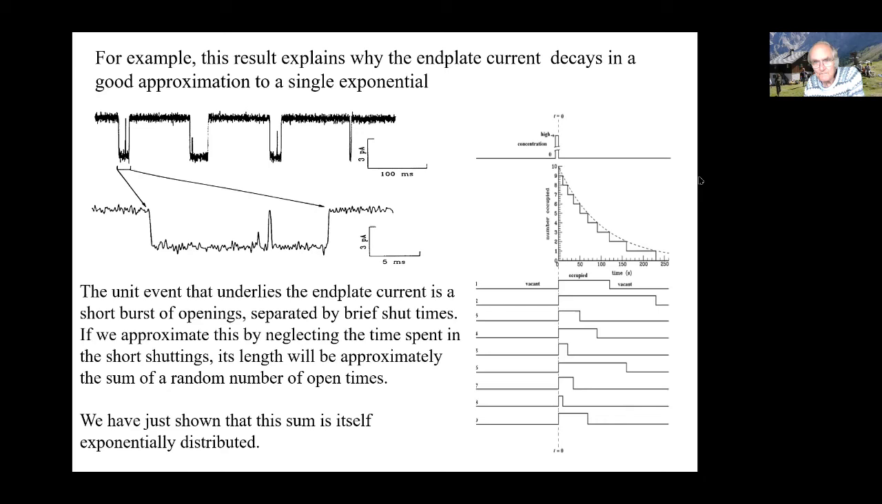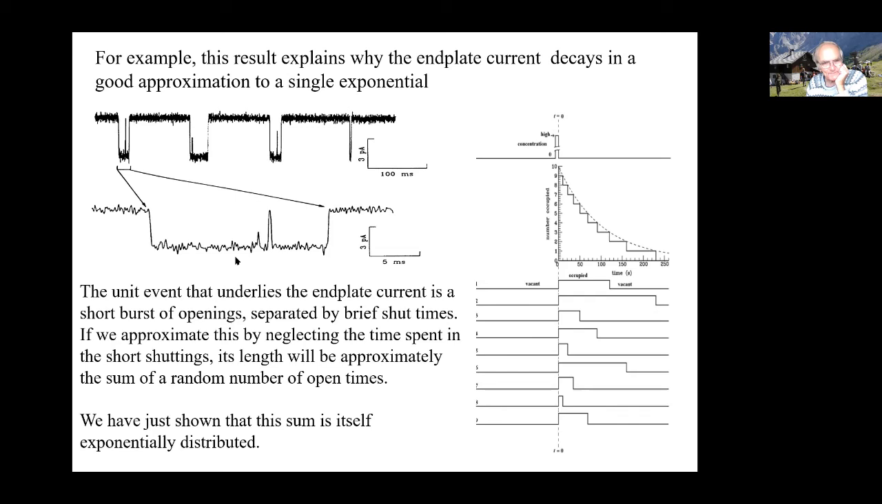So this diagram, which we used in the first lecture to explain, in terms of what's happening at single molecules, why the current decays exponentially, these openings should be replaced by bursts of openings. The bursts are very different lengths. Some are short, some are long. But if you add them up, you get an exponential decay if the length of these things is exponential. And that is going to be approximately the case.